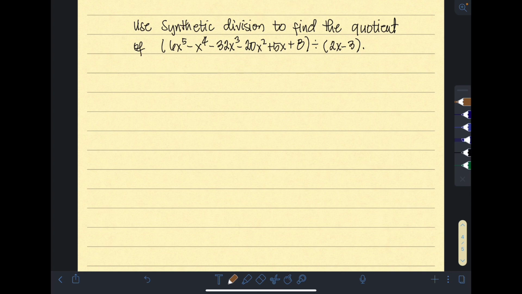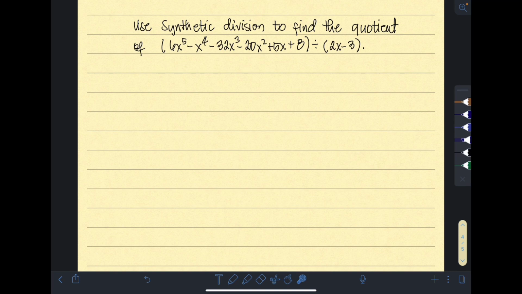Use synthetic division to find the quotient of 6x raised to 5 minus x raised to 4 minus 32x cubed minus 20x squared plus 5x plus 8, and that is to be divided by 2x minus 3. Alright.